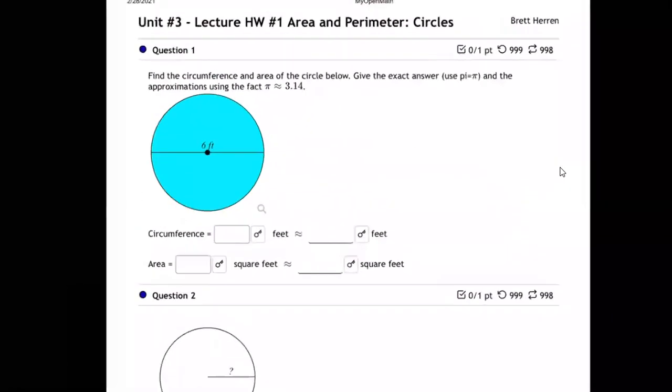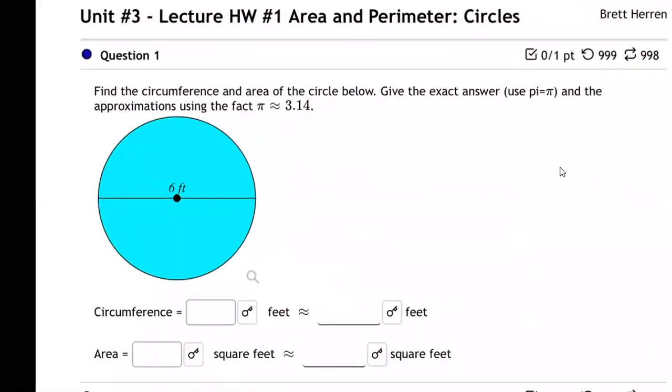Okay, so let's do it. On this question, they want us to first find the circumference. So let me write the circumference formula. Circumference is 2 pi r. So that's going to be 2 times pi. And what is the r?